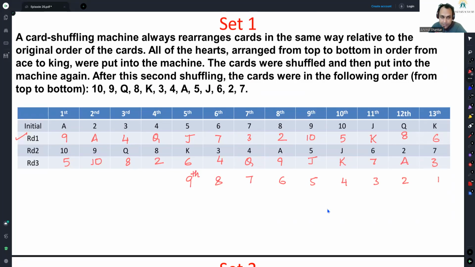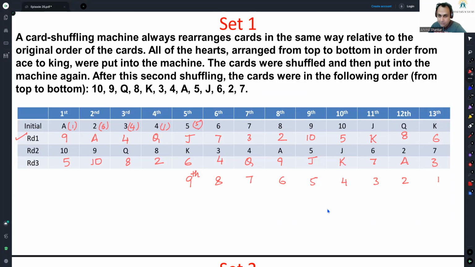A went from first to second, so its position is shifted by 1. 2 went from second to 8, so its position shifted by 6. 3 went from third to 7, so its position shifted by 4. 4 went from fourth to third, so its position shifted by 1. 5 went from 5 to 10, so its position shifted by 5.